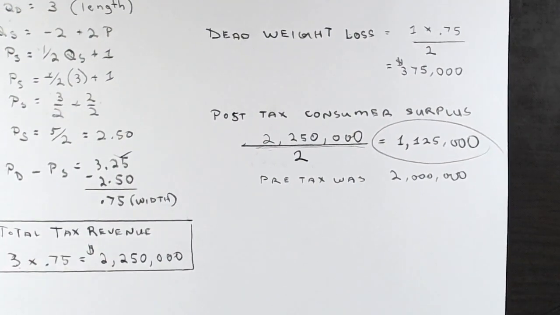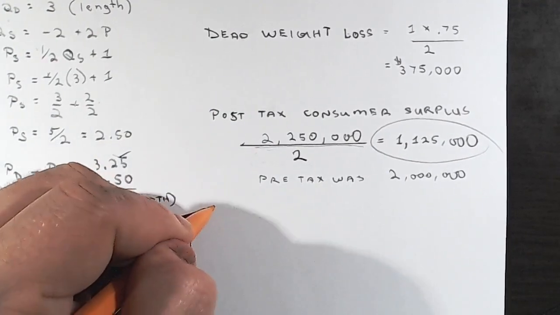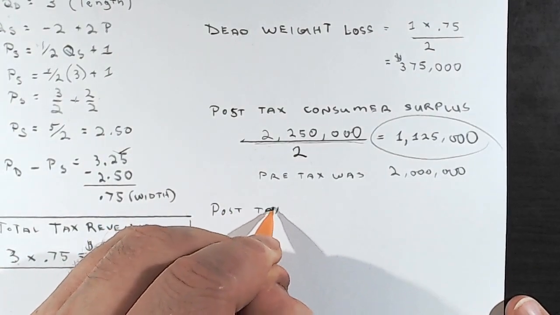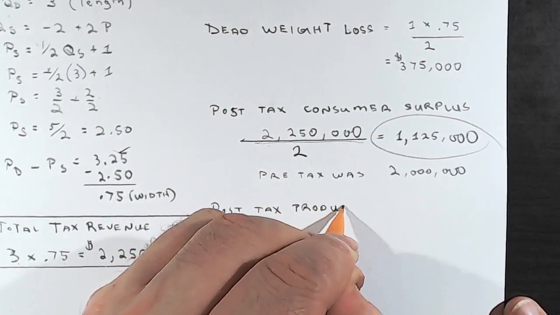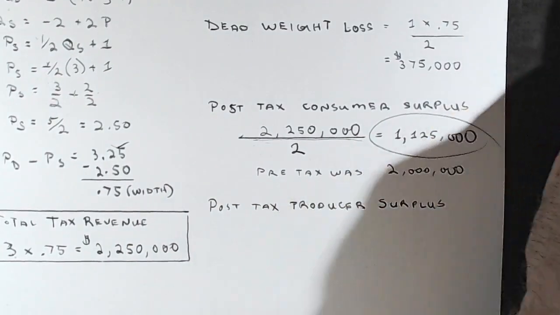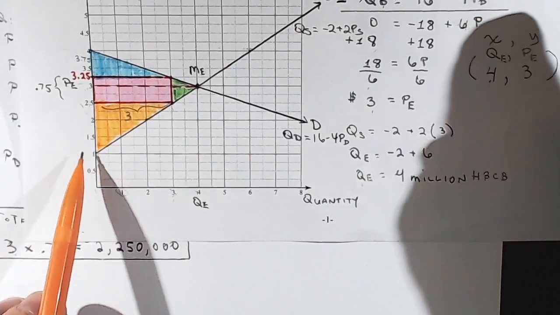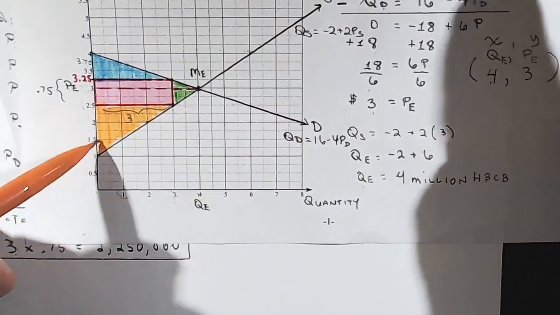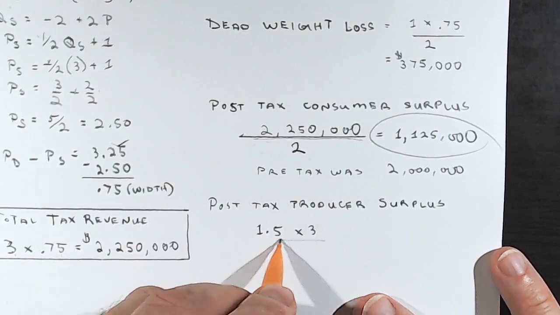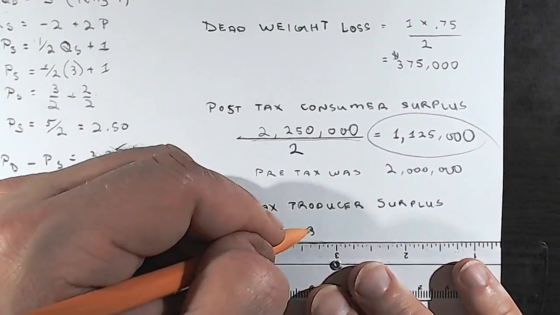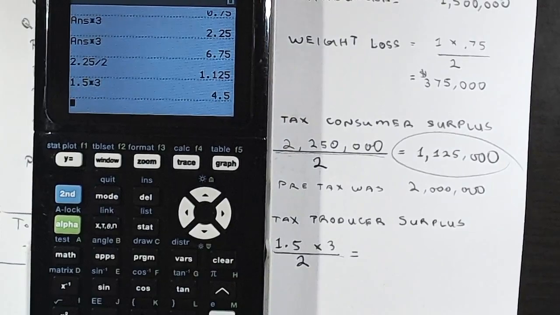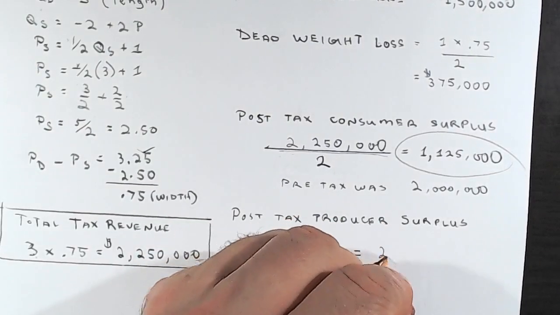Now, let's calculate the post-tax producer surplus, because that's the other thing it asks us for. Post-tax producer surplus. Well, let's figure it out. It's the area of this orange triangle here. So that's 1 to 2.5. That's 1.5 as a base and 3 as a height. So that's 1.5 times 3 over 2. All right. 1.5 times 3 over 2 is $2,250,000.